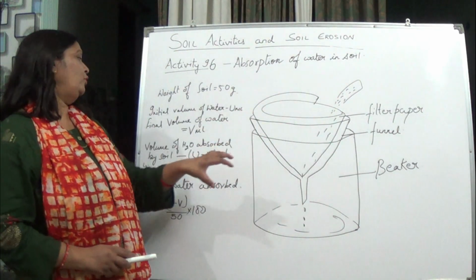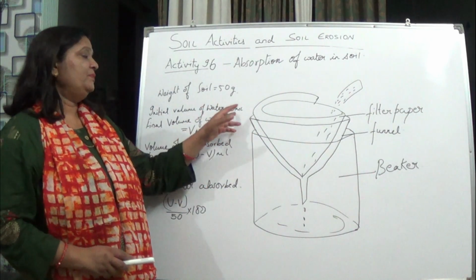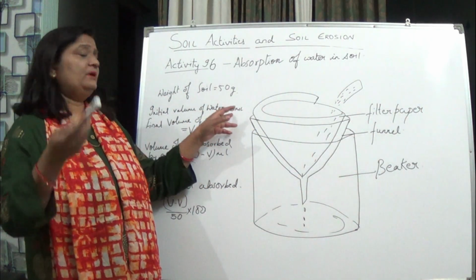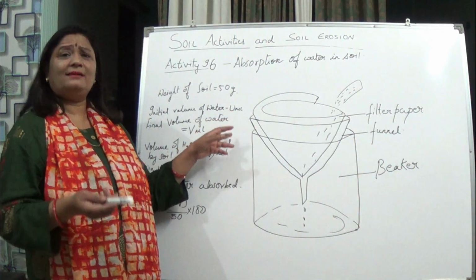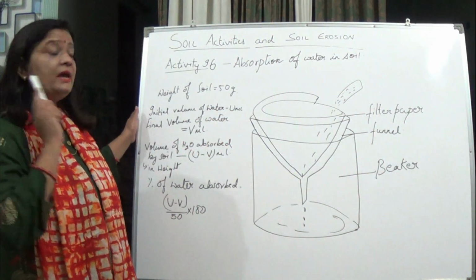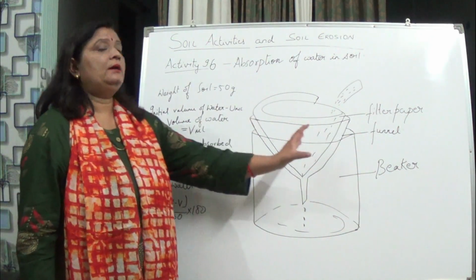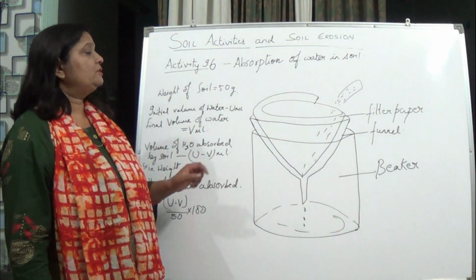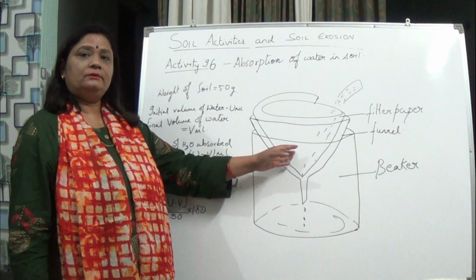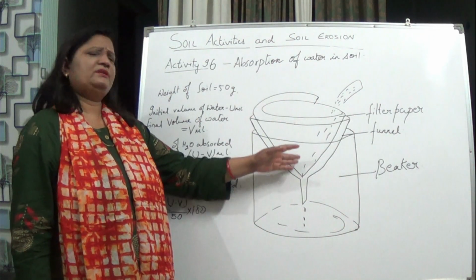So the initial volume of water is U ml. You can take 10 ml, 20 ml, or 30 ml, it's up to you, but it should be specific in nature. For all the different soils we will be taking that much amount of water only. So now taken the sandy soil, 50 grams, poured water, suppose 20 ml.